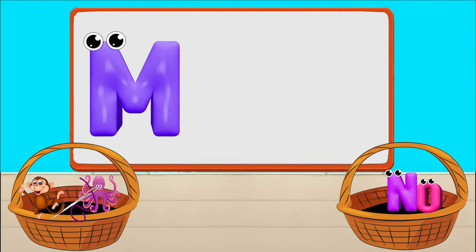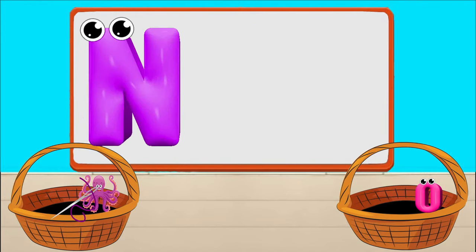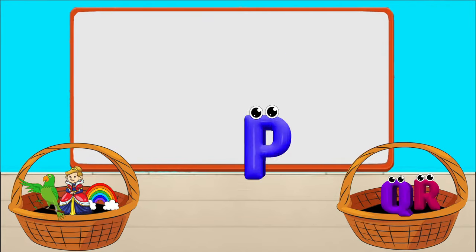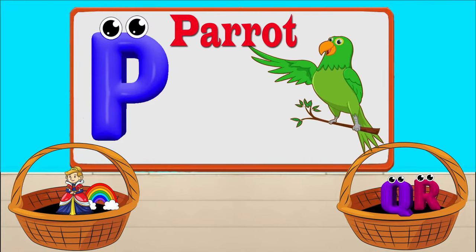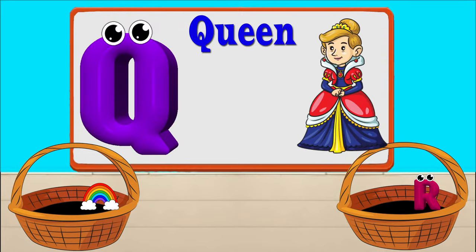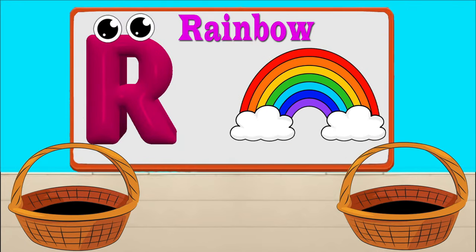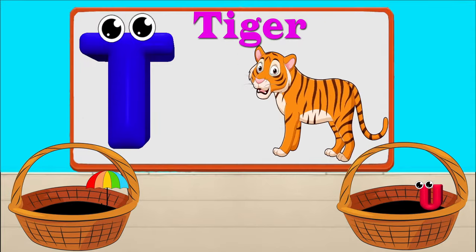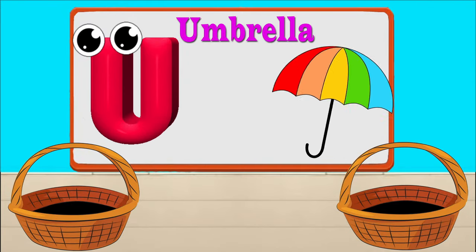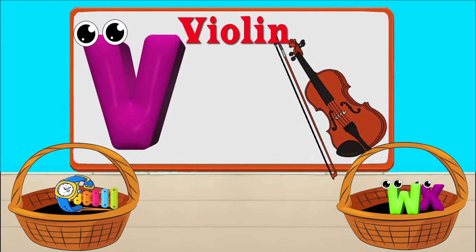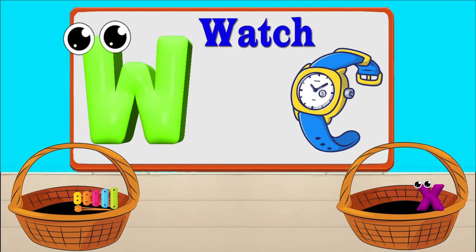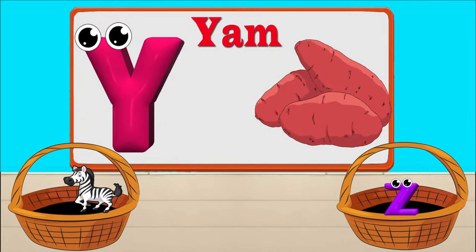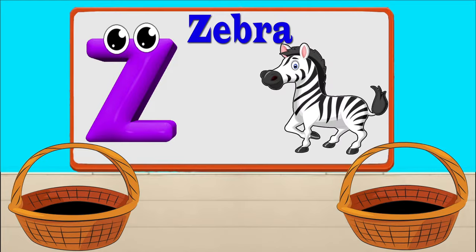L is for ladybug. M is for monkey. N is for needle. O is for octopus. P is for parrot. Q is for queen. R is for rainbow. S is for spider. T is for tiger. U is for umbrella. V is for violin. W is for watch. X is for xylophone. Y is for ya. Z is for zebra.